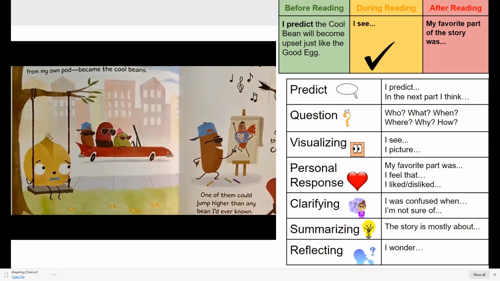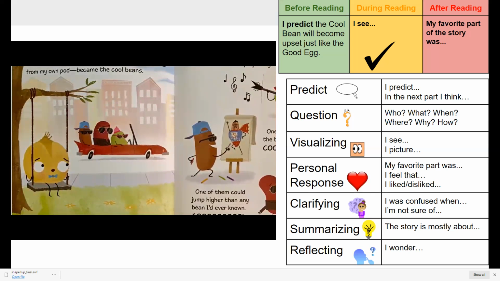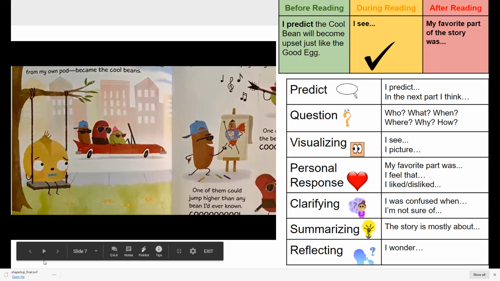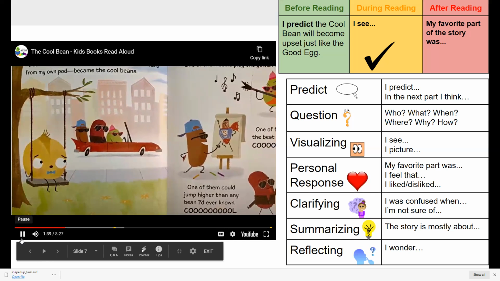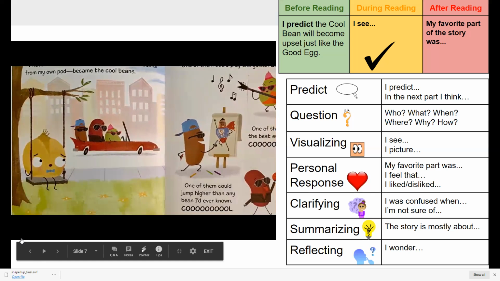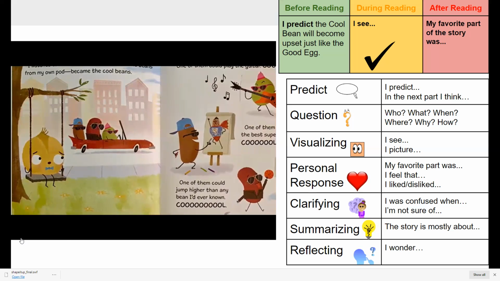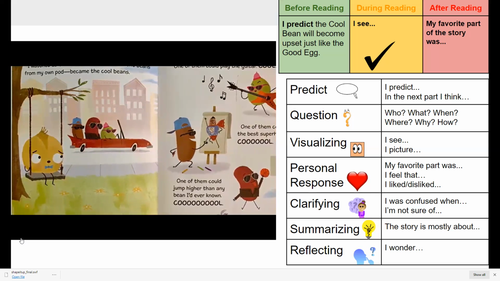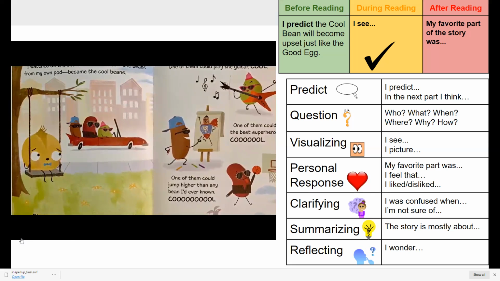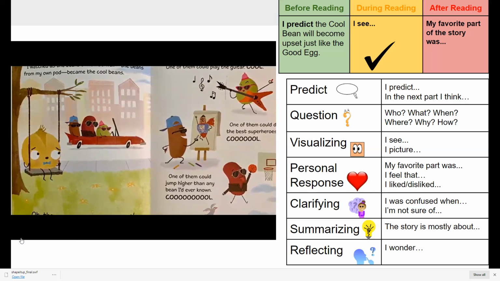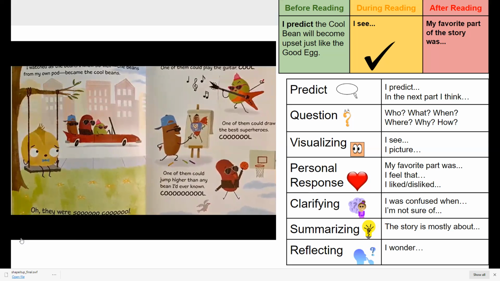I watched as the beans I knew so well, the beans from my own pod, became the cool beans. Oh, they were so cool. One of them could play the guitar. Cool. One of them could draw the best superheroes. Cool. One of them could jump higher than any bean I'd ever known. Cool!